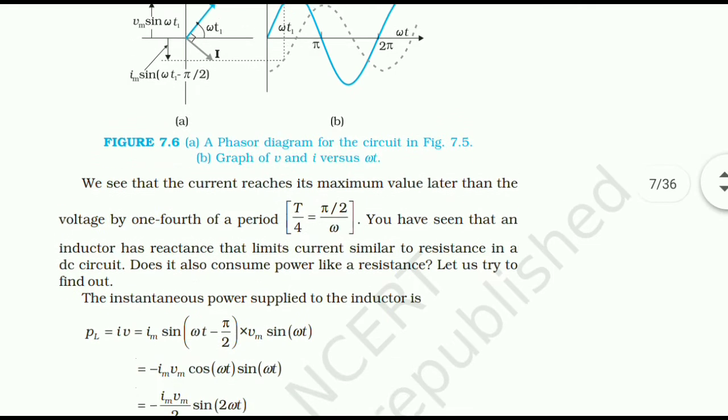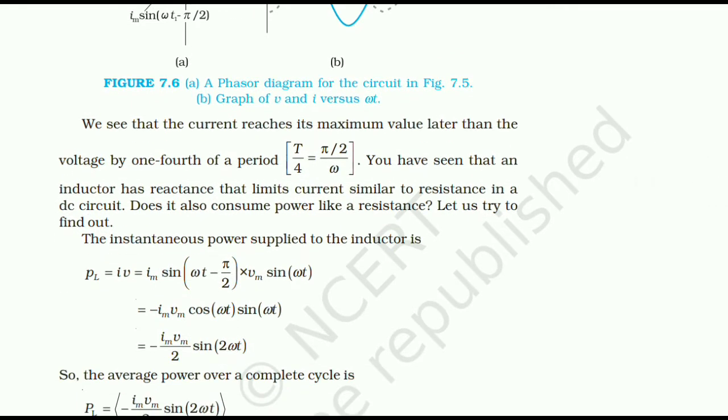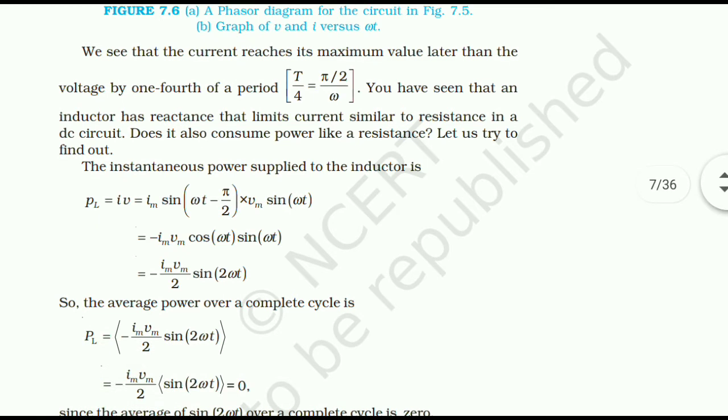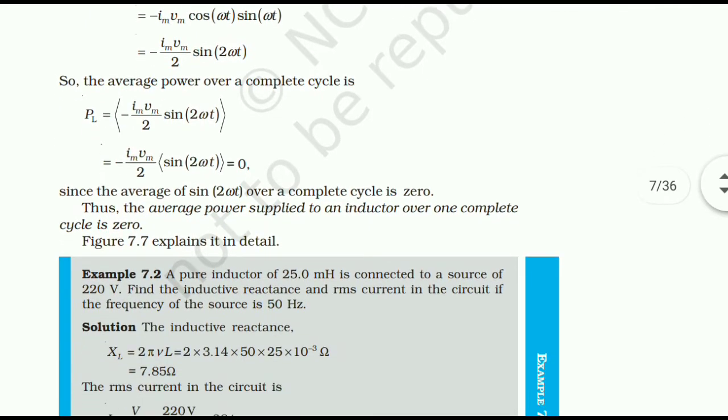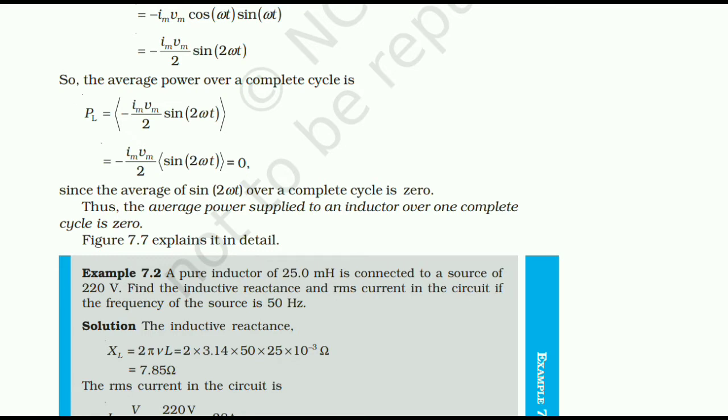You have seen that an inductor has reactance that limits the current, similar to resistance in a DC circuit. Does it also consume power like resistance? Let us try to find out. The instantaneous power supplied to the inductor is PL equals IV, which is equal to Im sin(omega t minus pi by 2) into Vm sin omega t. So the average power over a cycle is PL equals 0, since the average of sin 2 omega t over a complete cycle is 0. Thus, the average power supplied to an inductor over one complete cycle is 0.